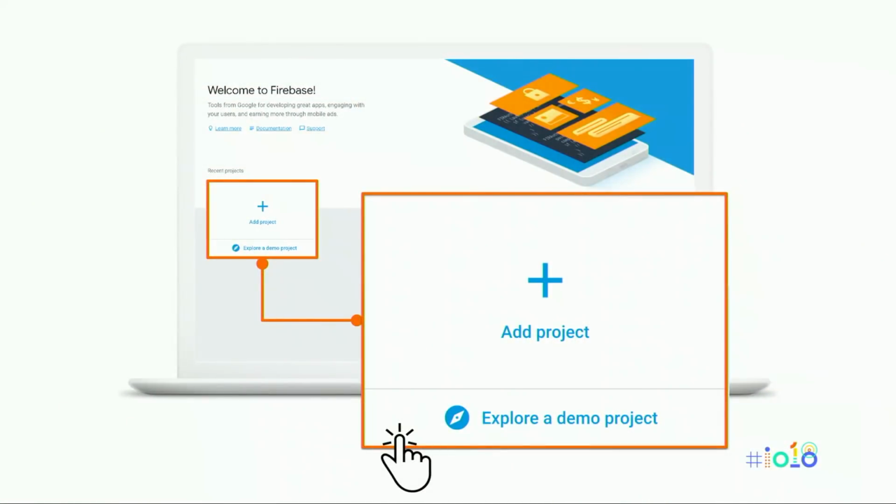It's also the public Firebase demo project. So it's a place you can go to check out all the latest Firebase features, see what Firebase has to offer. To access the demo project, just go to the Firebase console and look for the prompt that says, Explore a demo project, and click on it.